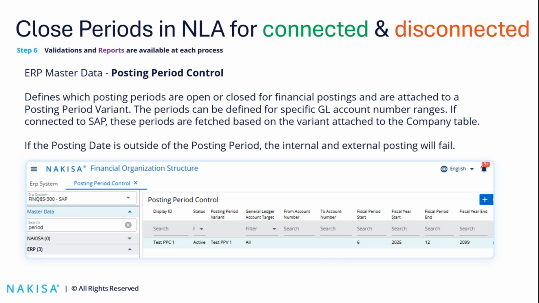Once you've done all your postings and you're ready to start the next month, you will come here, if it's disconnected, and change the fiscal period start date. In my case, nothing will be posted for the periods before June 2025. This way, we ensure that your ERP system postings, which are always in your current open period, will match what you have in Nakisa.